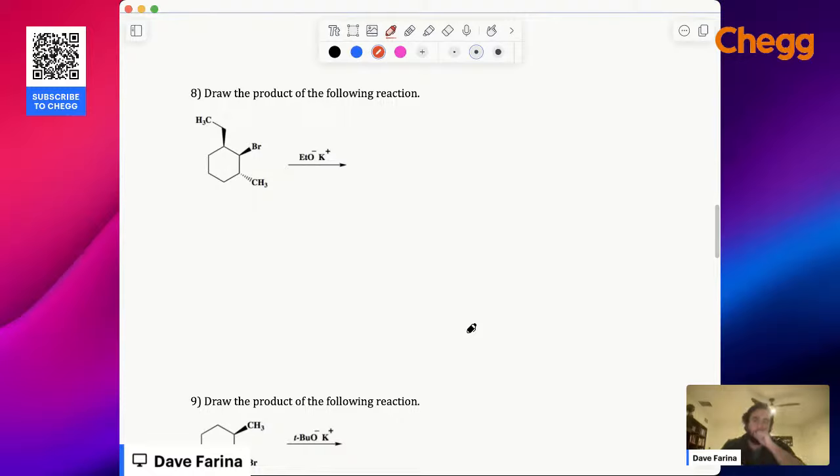Number 8. Draw the product of the following reaction. So a few things to talk about here. So we know that, when you're talking about SN1, SN2, E1, E2, sometimes we can make a little chart.